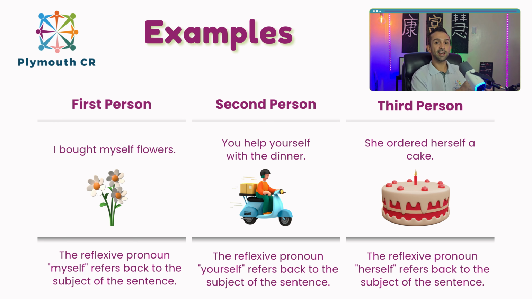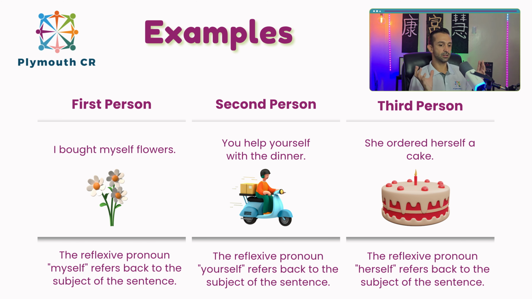Okay. The second example, you help yourself with the dinner. This expression means como sírvase usted mismo, right? Help yourself with dinner. Como sírvase usted mismo. O sí, usted mismo sírvase la comida, ¿verdad? And the other example, she ordered herself a cake. The same case. She is the subject ordering, and the cake that she ordered is for herself. She's the one receiving the action, the subject, okay?